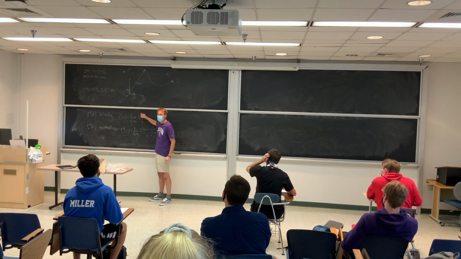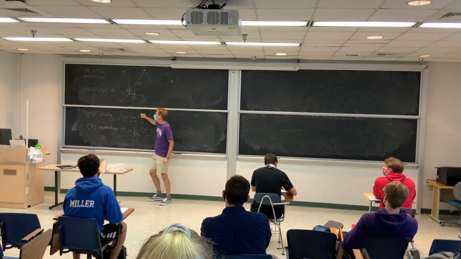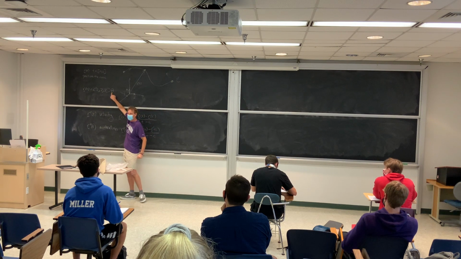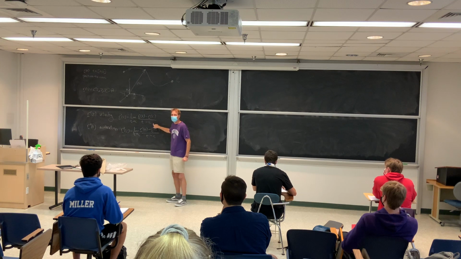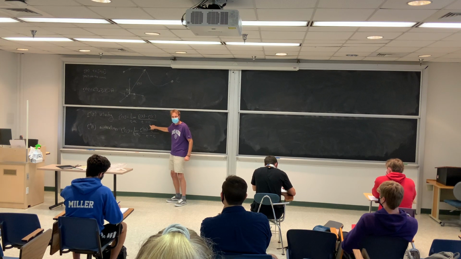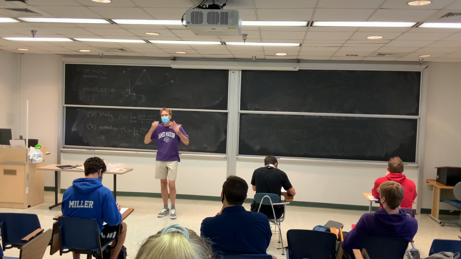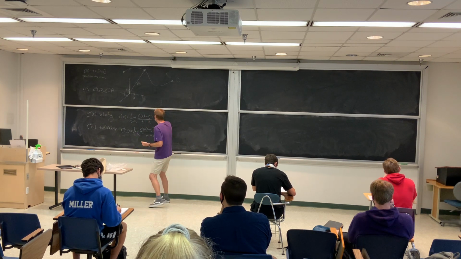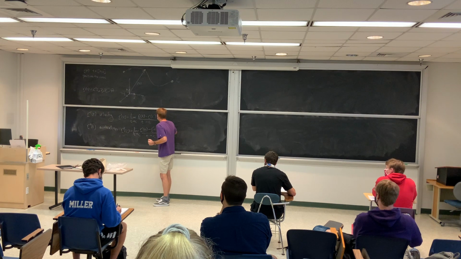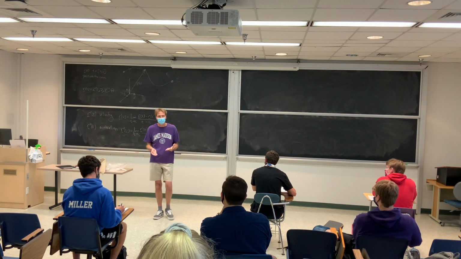The units of R of T are feet. What are the units of R of C? Feet. What are the units of T and C? Seconds. So what would the units of this vector be? Feet per second. Does that make sense that that would be a velocity?